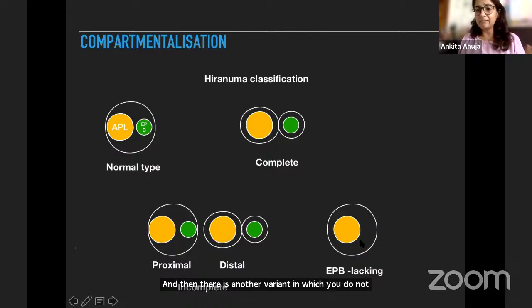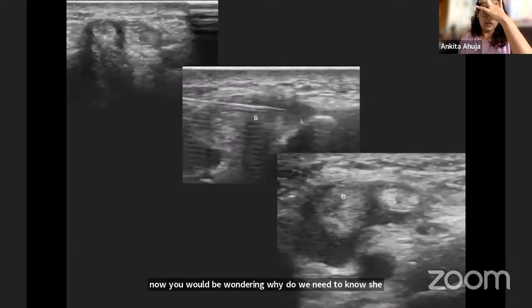Now you would be wondering, why do we need to know the sheath? Whether they run in 1, 2, 3, 4, how does it matter to us? It does matter. So I'll show you an example.